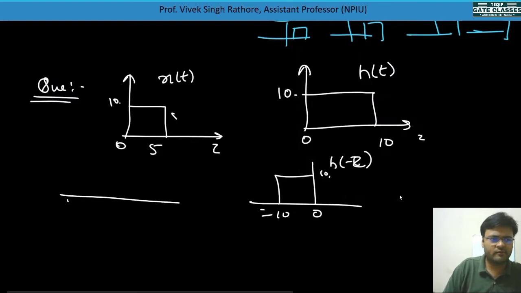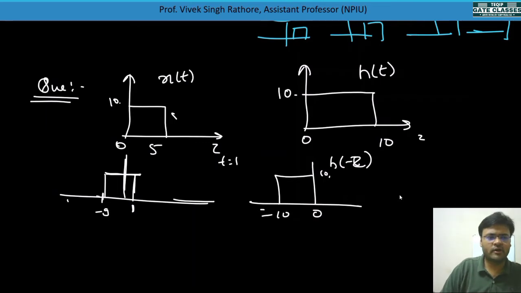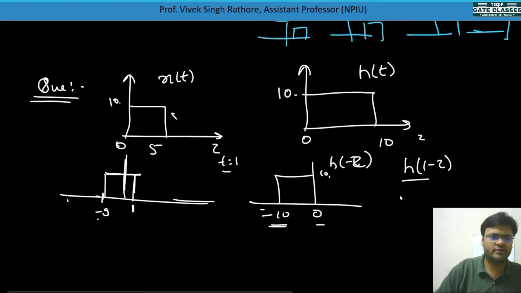Now I'll tell you, this value was h of minus tau. Once you do shifting, let's suppose from minus 10 to minus 9, at t is equal to 1 we are shifting, it will be like this. T is equal to 1 means that from earlier, where it was starting from minus 10 to 0, now it will start from minus 9 and go on till 1. Means for t is equal to 1, we have h of 1 minus tau.